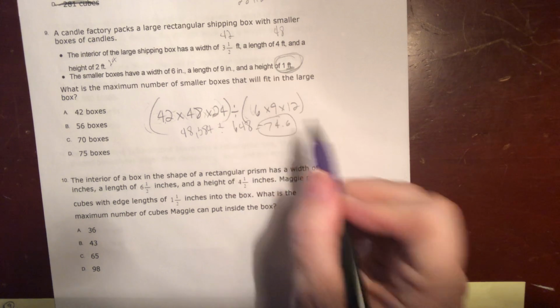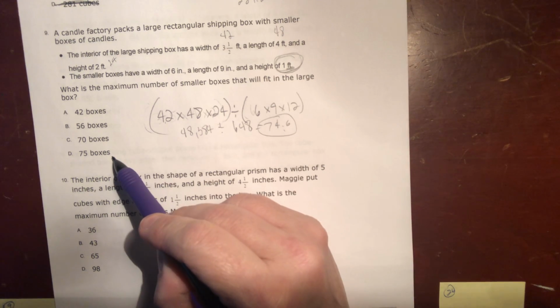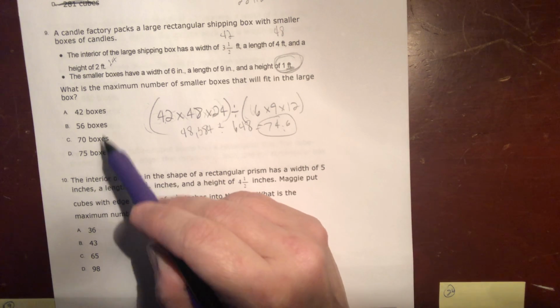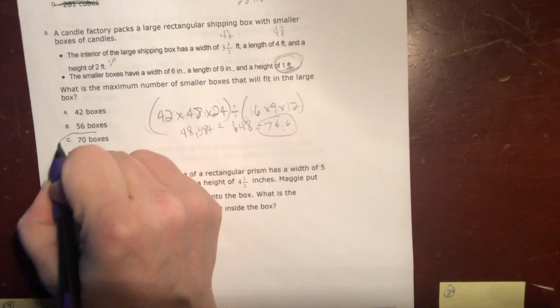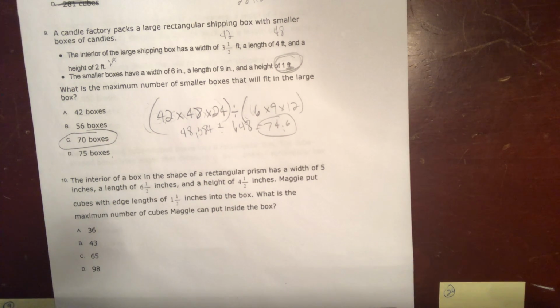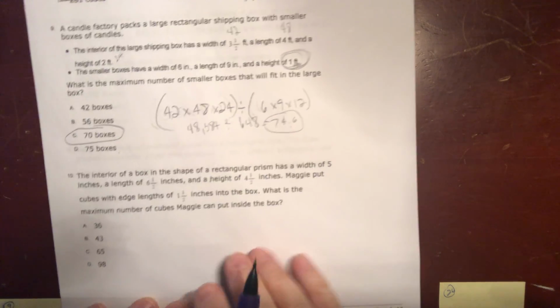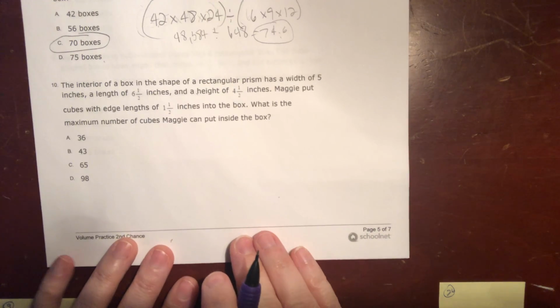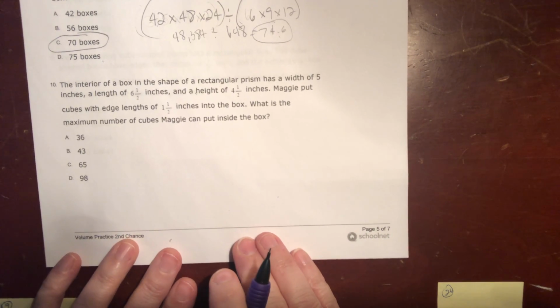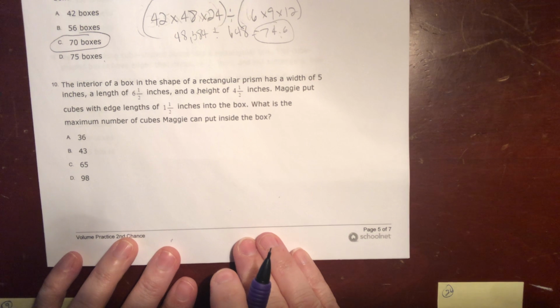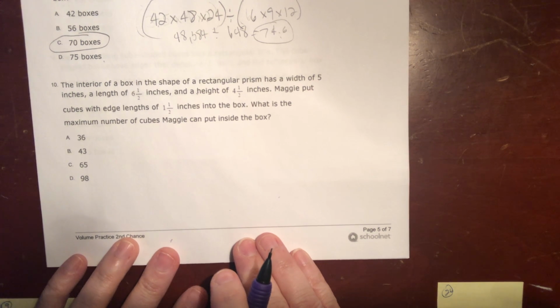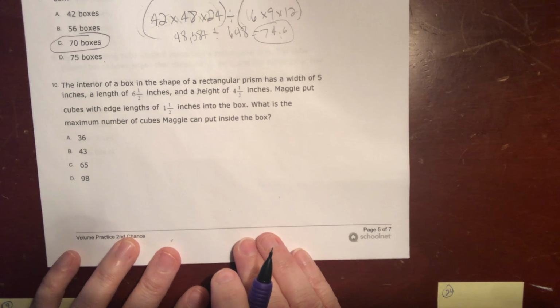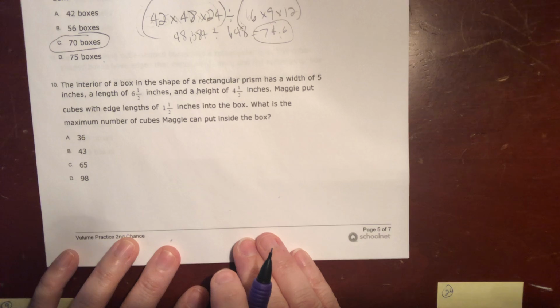So the tricky test makers are hoping you're just going to round up and pick D for 75. But of the choices you have been given, because we're always looking for the best possible answer, the answer is C, which is correct. All right, the interior of a box in the shape of a rectangular prism has a width of 5 inches, a length of 6.5 inches, and a height of 4.5 inches. Maggie put cubes with edge lengths of 1.5 inches into the box. What is the maximum number of cubes Maggie can put inside?